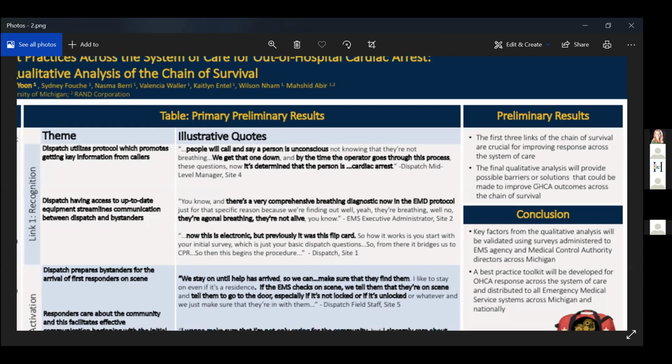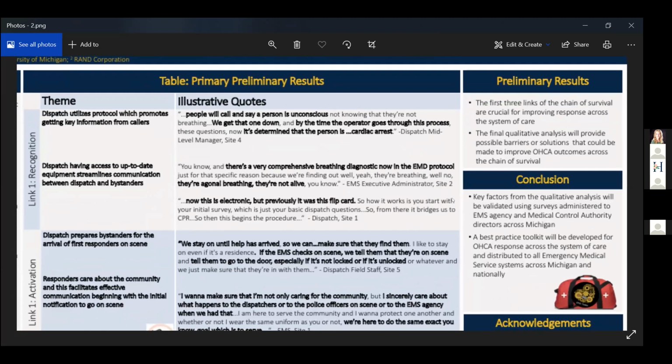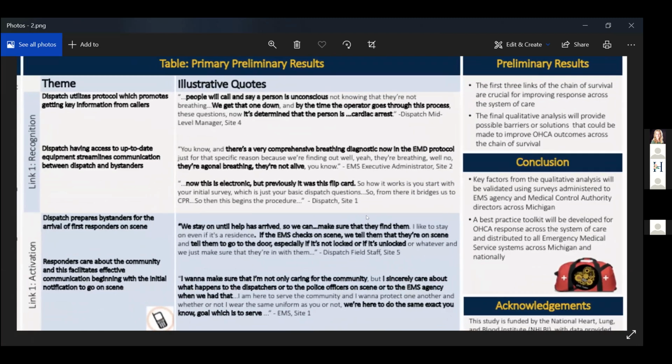With the analysis that we had, we concluded that the key factors from the qualitative analysis will be validated using surveys administered to the EMS agency and medical control authority directors across Michigan. Then through the surveys, we would be able to develop a best practice toolkit for OCA response across the system of care, and that would be distributed to all the emergency medical service systems across Michigan and nationally.